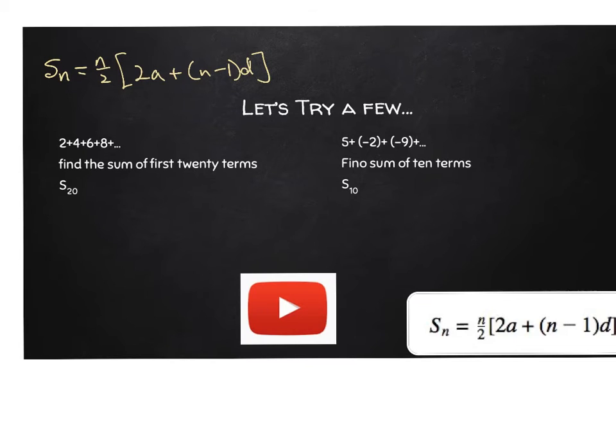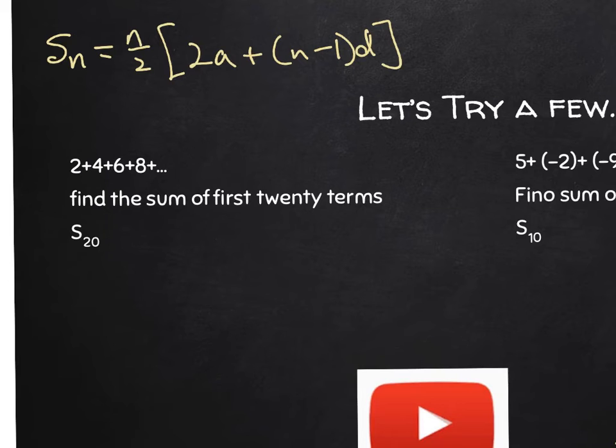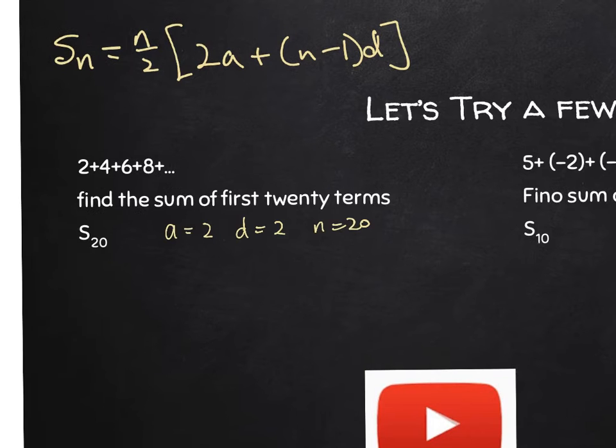So now let's try a few. I'm going to use this formula here, Sn equals n over 2 times 2a plus n minus 1 d, and I'm going to do it for the first question. First, I'd like to identify what a, n, and d are. a is the first term in the series, so 2. d is the common difference, it's going up by 2s. And n is the position that we want to add up to and including, the 20th term.